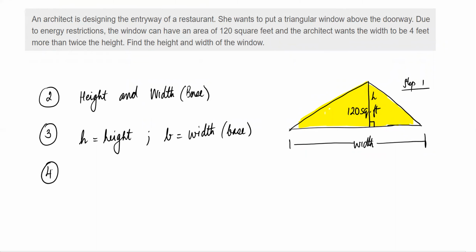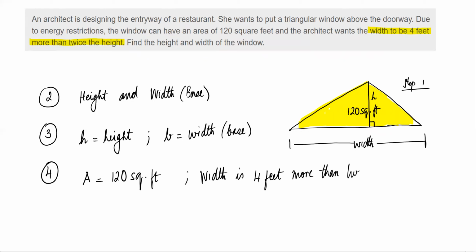So you have 2 things going on, okay? One is we're given that the area is 120 square feet. That's one piece of information. The other piece of information comes right from here. The width to be 4 feet more than twice the height. So width is, to be can be written as is 4 feet more than twice the height.